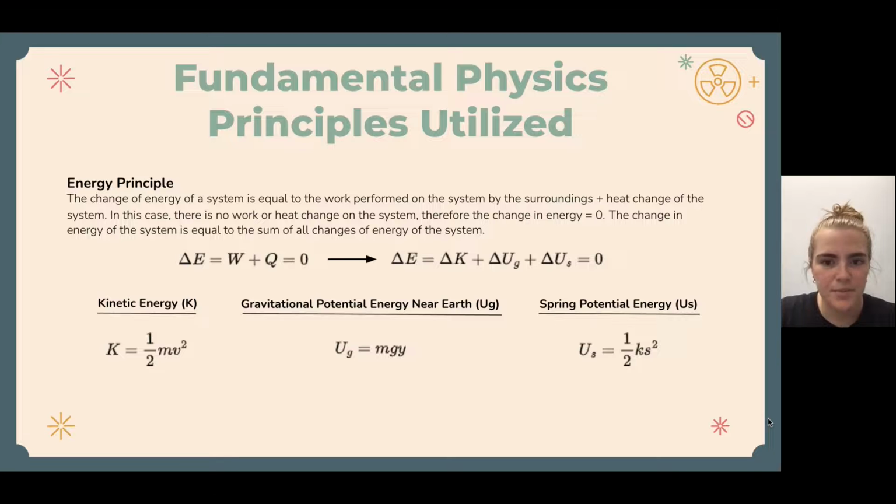And lastly, we have the energy principle, where delta E is equal to the work on the system plus the heat change of the system. In this case, that's 0. And it's also equal to the changes of energies in the system. So in this case, it would be kinetic energy, gravitational potential energy near Earth, and spring potential energy all equal to 0, and formulas below.